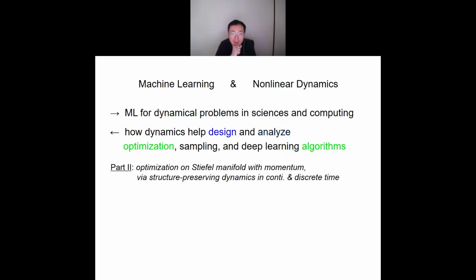And then there's another aspect that I'll talk about, namely how we can use dynamics to design better optimization algorithms. So in part 2 of my talk, I'll be designing an algorithm that optimizes functions that are defined on a manifold. I'll focus on a very special manifold called the Stiefel manifold, for reasons you will see very soon. The way we do it is we will first construct dynamics that evolve in continuous time that does the optimization on the manifold. And then I will discretize the time of this dynamics very carefully so that I stay on the manifold while doing the optimization. So that's roughly the plan.